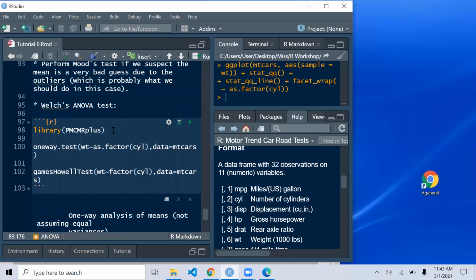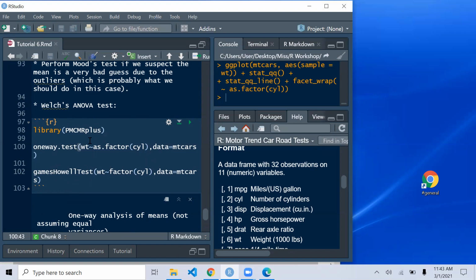So you don't actually need this package. This MRplus is actually not necessary for the one-way test. This is a built-in thing in R. But you need it for this Games-Howell test, right? It's almost equivalent to a Tukey's test, but for Welch's ANOVA when you don't have equal variances, and this function is inside this package.